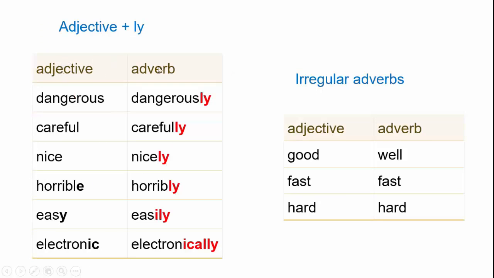Let's see the adjective and the adverb forms. We add to the adjective form l and y. Dangerous, dangerously. Careful, carefully. Nice, nicely. Horrible, horribly. Easy, easily. Electronic, electronically. There are some irregular adverbs such as good, well, fast, fast, or hard, hard. These are the irregular adverbs. Please be careful.